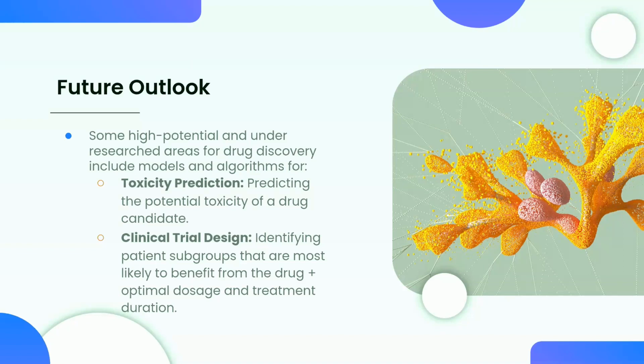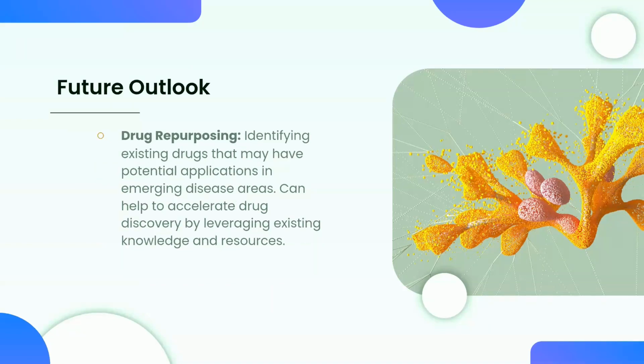Another interesting one is clinical trial design. So identifying different patient subgroups that are most likely to benefit from some drug, determining the optimal dosage, determining an optimal treatment duration. All this could fall under clinical trial design. And then finally, we have drug repurposing. So a lot of times you have existing drugs that might actually have potential applications in other emerging disease areas. So I think models and different solutions for drug repurposing can definitely accelerate drug discovery by leveraging existing knowledge and resources.